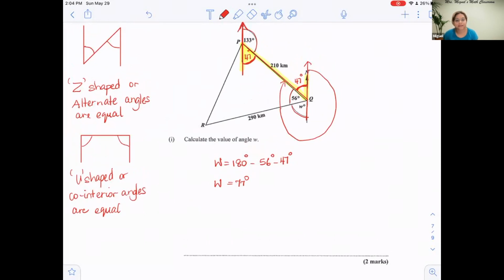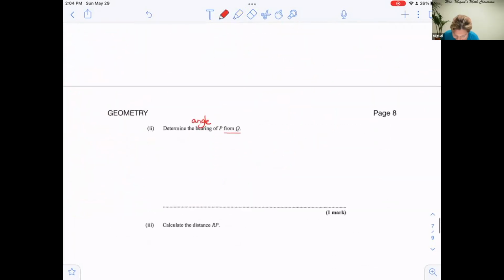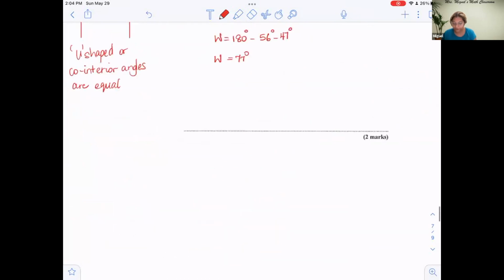How many degrees in a circle? 360. So watch this. If it's 360 and this part here is 47, what is this piece here? The whole thing is 360. Yes. So the bearing is 360 minus 47, which is 313 degrees. Very good.